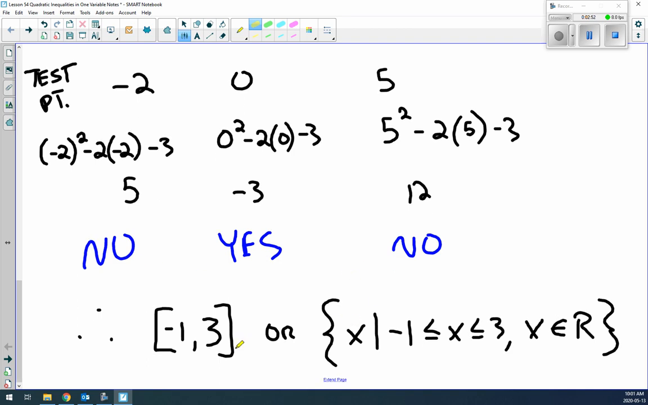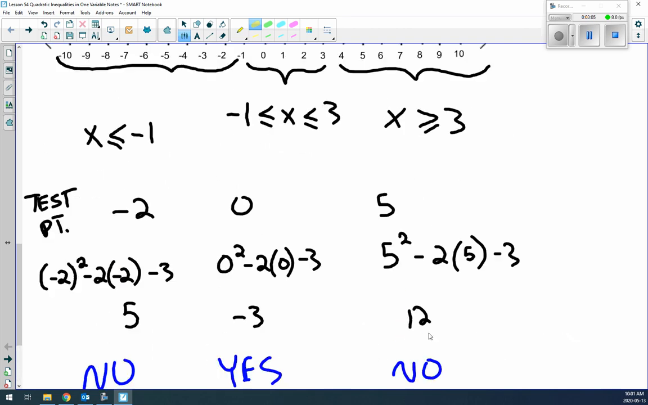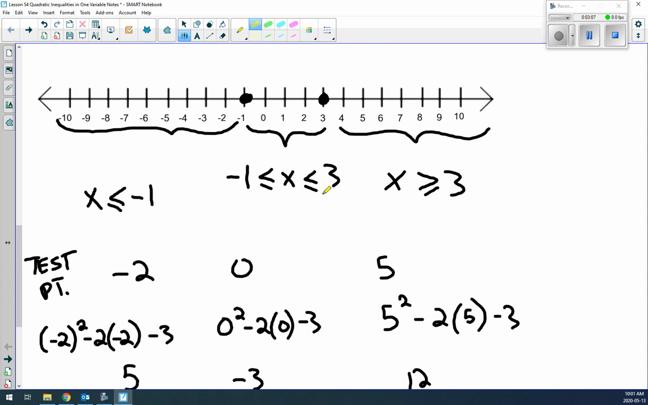So we know the answer is between -1 and 3, so you can do it in interval notation. Or if you want to do it in set notation, you can do the fancy way. Impress all your friends by doing it this way. And the nice thing about it is, if you look up here, we already did all the work. x is less than or equal to -1, x is greater than or equal to 3. Here's the middle one here, -1 less than or equal to x, less than or equal to 3. If you put it up here, it saves you doing it later on down the bottom.